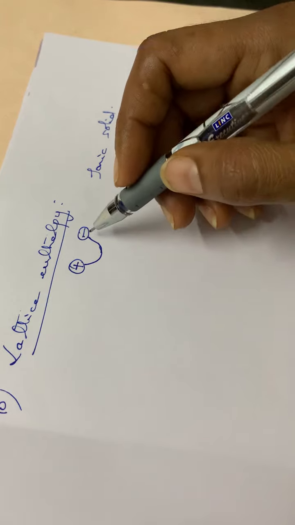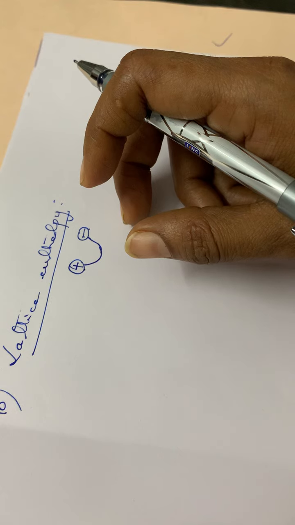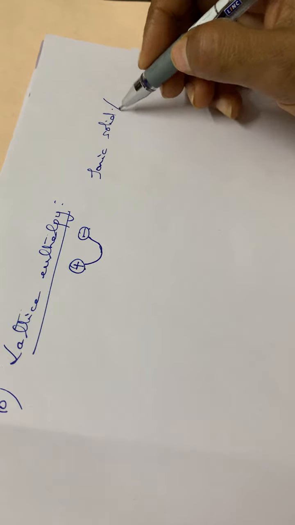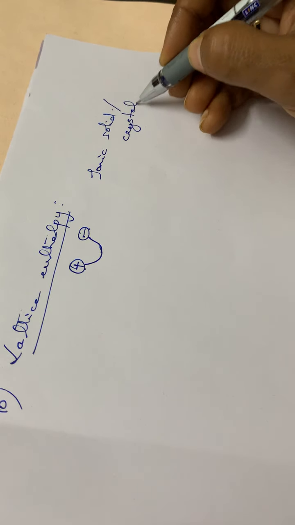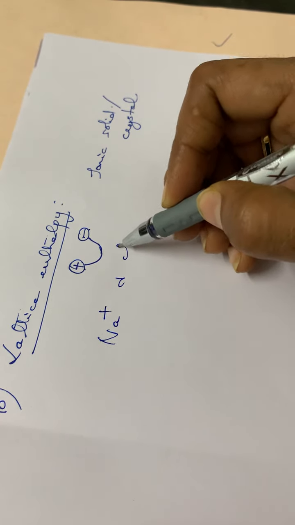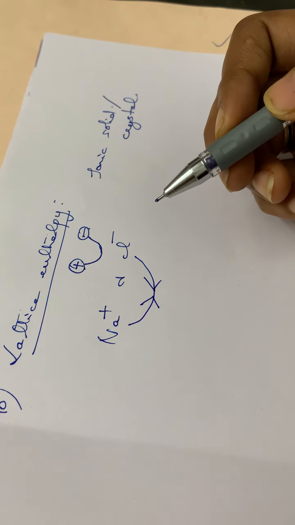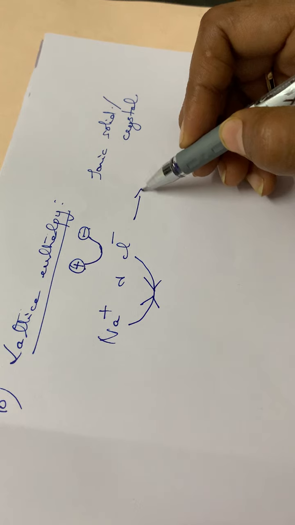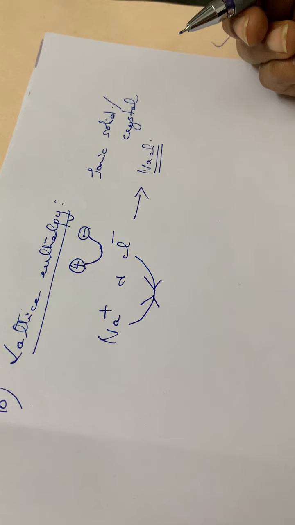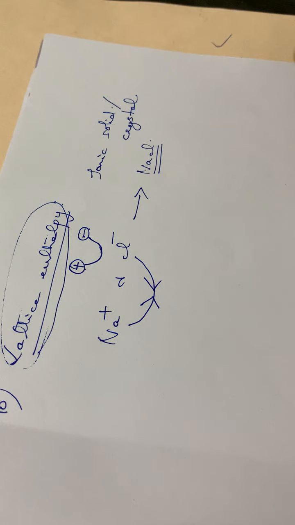It is the energy released when a cation and an anion, when they are brought together in the gaseous state from infinity to form an ionic solid or an ionic crystal. That means, for example, when Na plus and Cl minus are brought closer together to form an ionic crystal, that is NaCl, some energy will be released. That energy is called the lattice enthalpy.